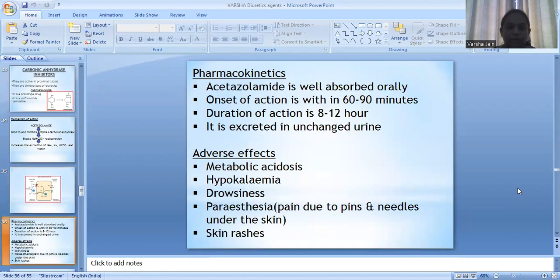Pharmacokinetics: acetazolamide is well absorbed orally. Onset of action is within 60 to 90 minutes. Duration of action is 8 to 12 hours, and it is excreted unchanged in urine. Adverse effects: metabolic acidosis, hyperkalemia, drowsiness, paresthesia, that is nothing but pain due to pins and needles under the skin, and skin rashes.